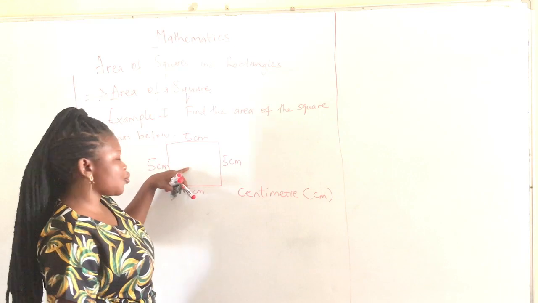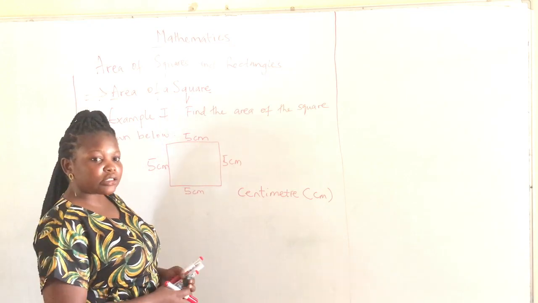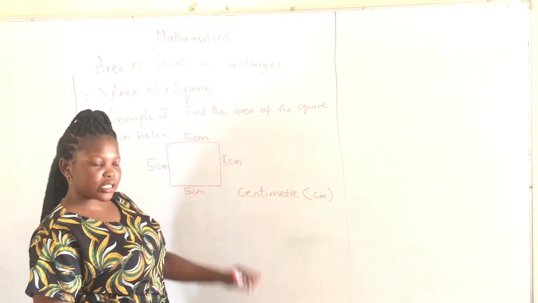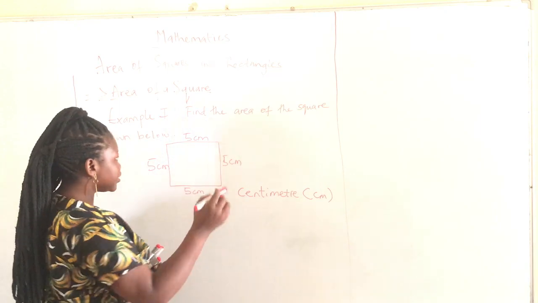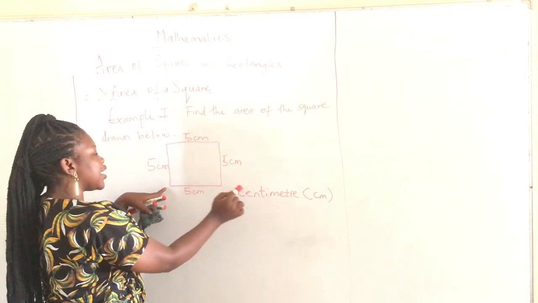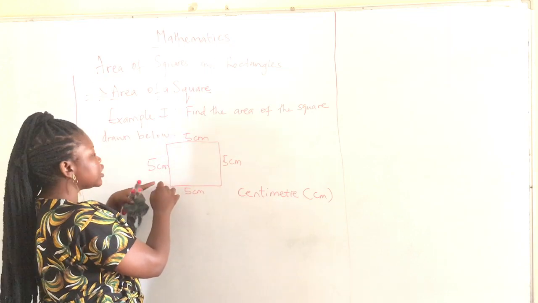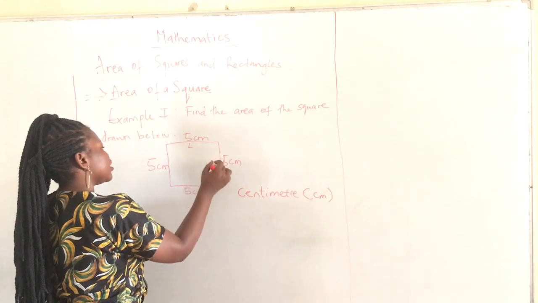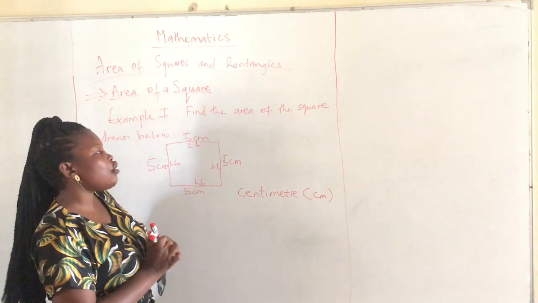We can find the area of this square using two methods. First is direct multiplication, and the other is by counting smaller units of the square. So, as said, in finding area of any shape, we consider two sides, one side and the other side. We can say this is the length and this is the breadth. But since the sides are equal, we can say this is length, length, length, length. Or we can say this is breadth, breadth, breadth, and breadth.